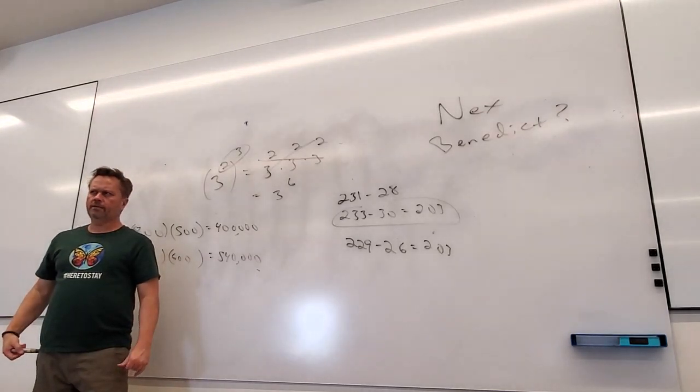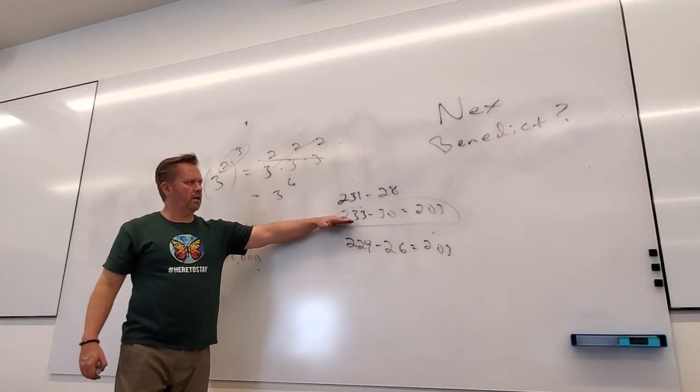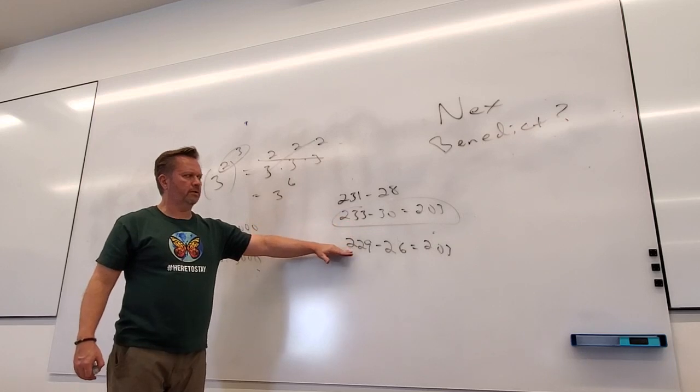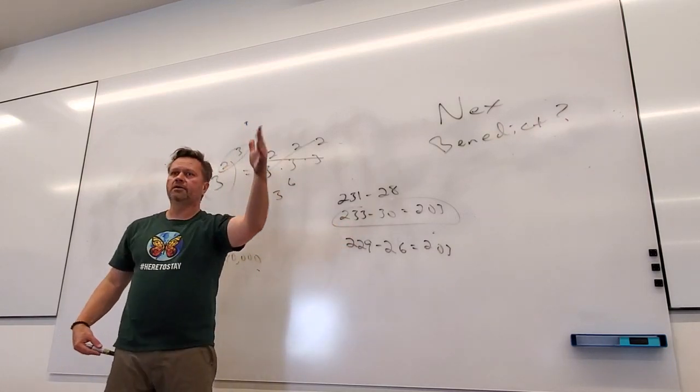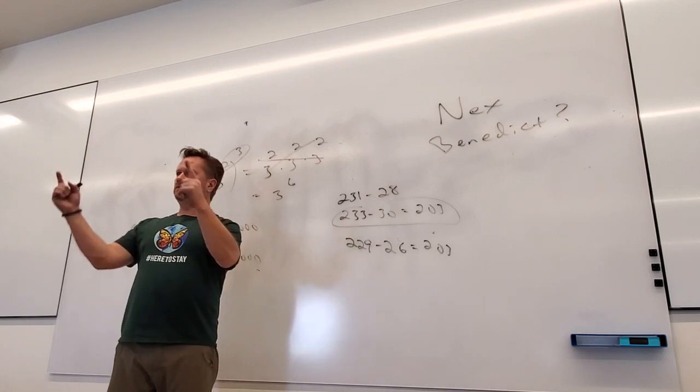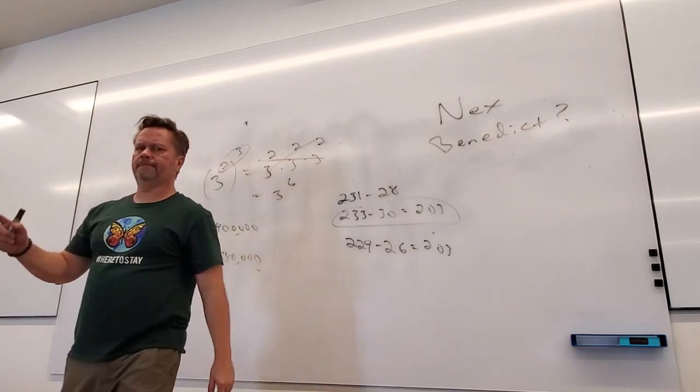Are you with me? If I go up 2 for both or down 2 for both, the subtraction doesn't care. Whatever you want to do. It's still the same distance, right? Okay.